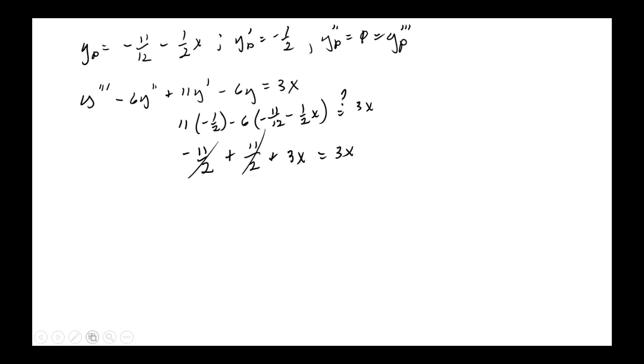Okay, so to write the general solution for this differential equation, we must be able to solve the associated homogeneous equation, which is y triple prime minus 6y double prime plus 11y prime minus 6y equal what? 0, because that's the homogeneous case.